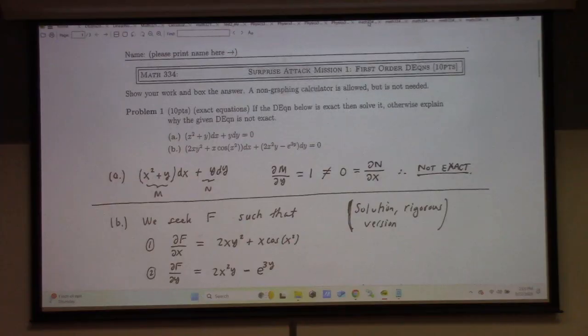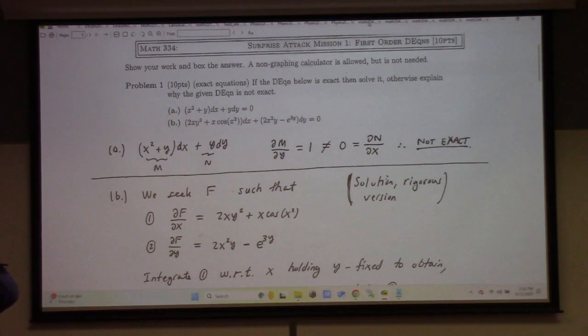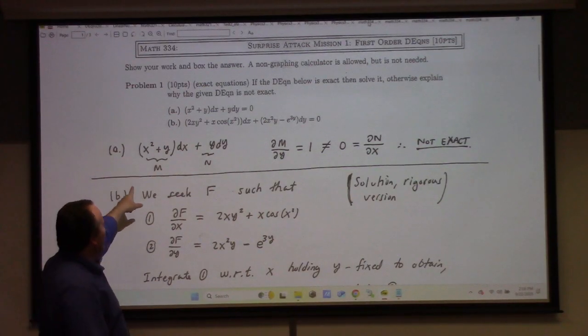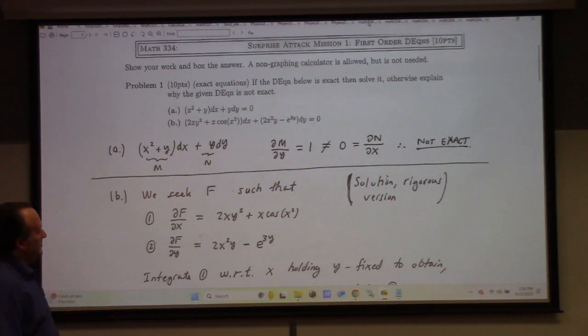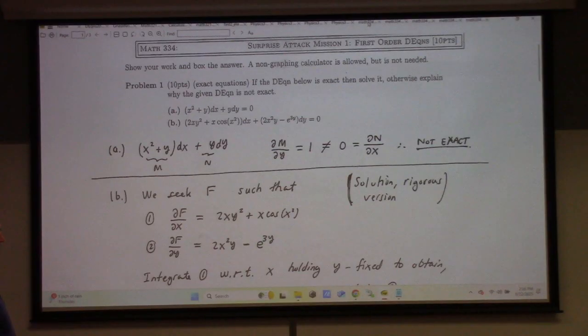Oh, page 1, I'm an idiot. I was on page 2 of my solution. I'm like, I'm missing something here. Oh yeah, duh. So back on page 1, I solved A, which is just what I said for you guys, right? The partial m, partial y is 1, but partial n, partial x is 0. Of course, 1 is not equal to 0, not exact.